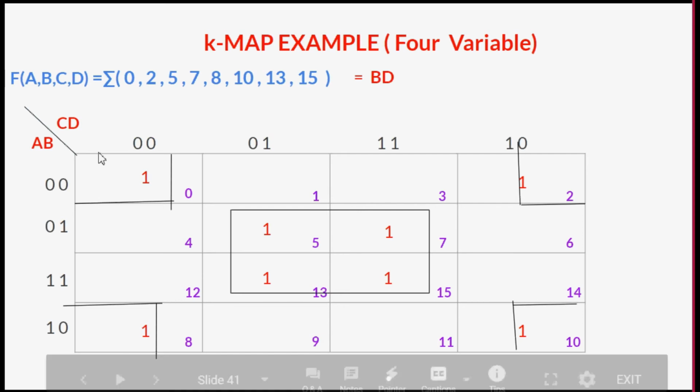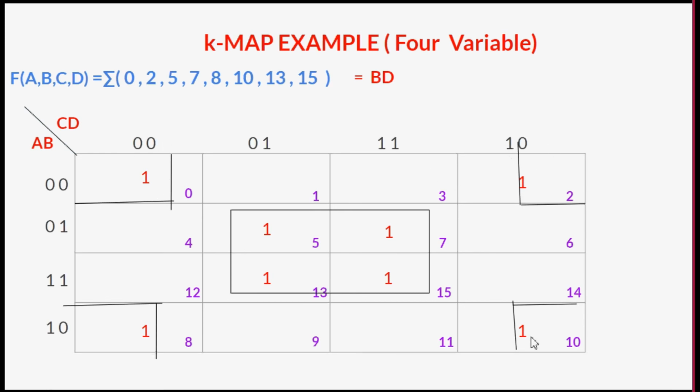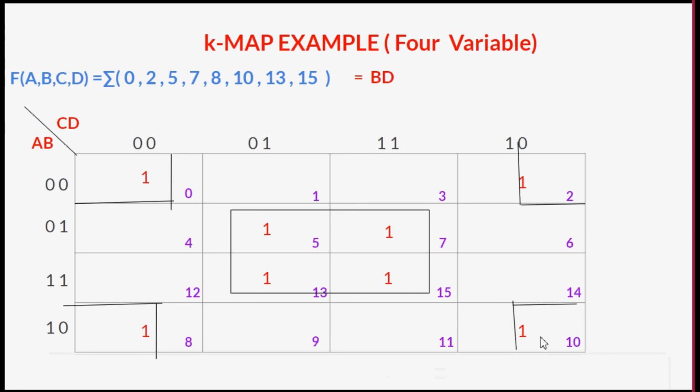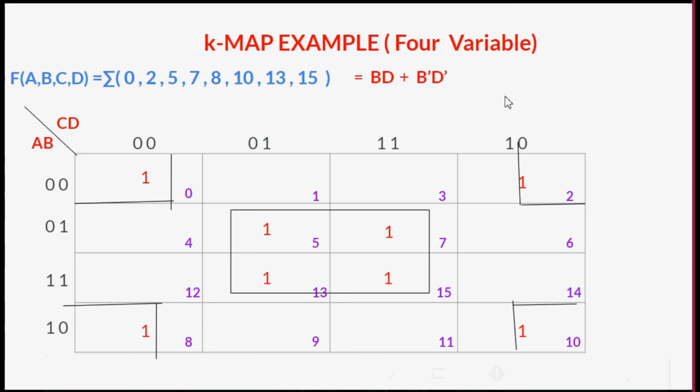Okay. Now look at C and D. For these corners, C is going to give me the input 0, and for this corner, C is going to give me the input 1. So I cannot take C. For these corners, D is giving me input 0, and D is also giving me input 0 for these corners. So I can take D. That means I am going to take B complement and D complement. So this is my simplified expression. I cannot simplify more than this.